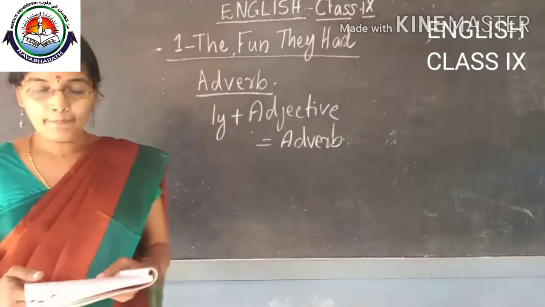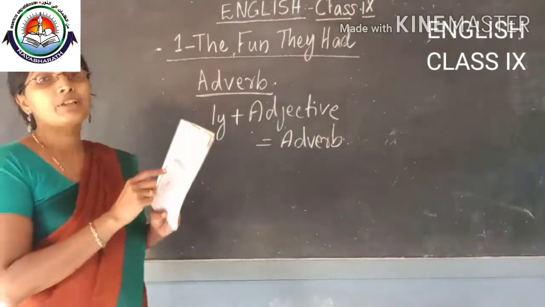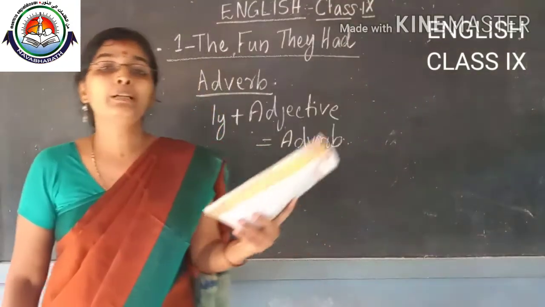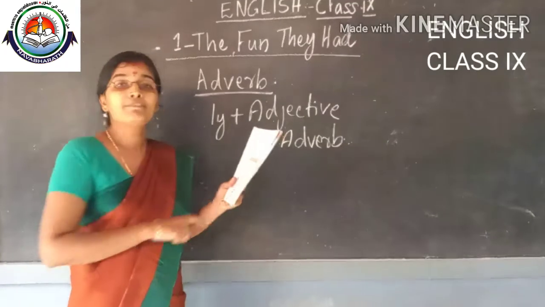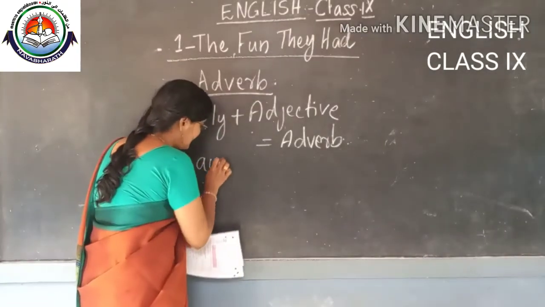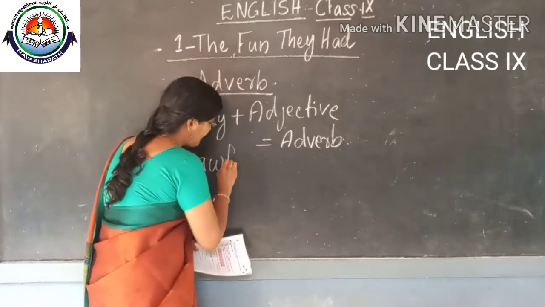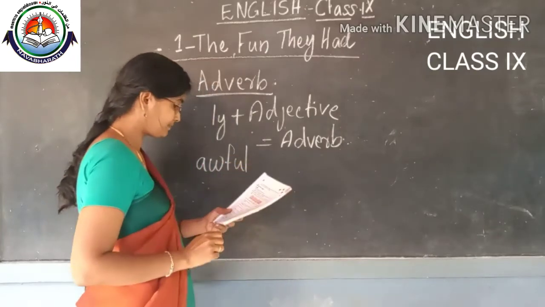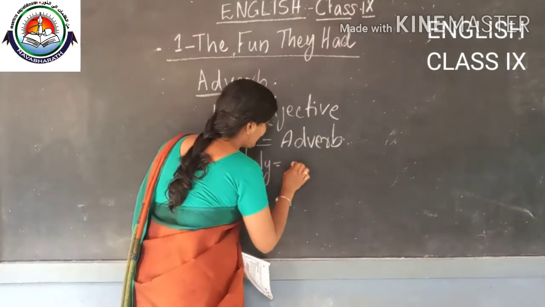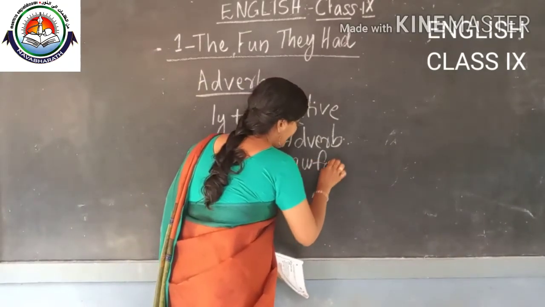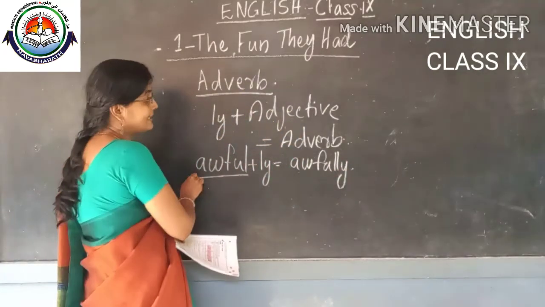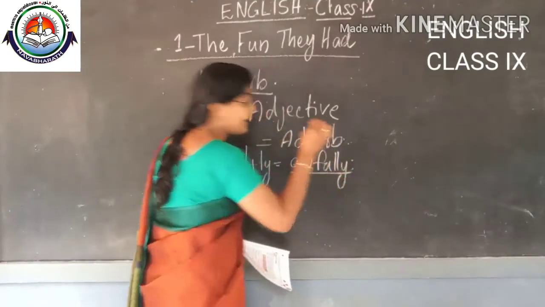Do you want an example? You have enough examples given in the textbook itself. I have shared you the text. Go for page number 11. There you have enough examples. For example, awful, A-W-F-U-L. Awful, and plus ly equals F-U-L-L-Y, awfully. This is an adjective and this is an adverb.